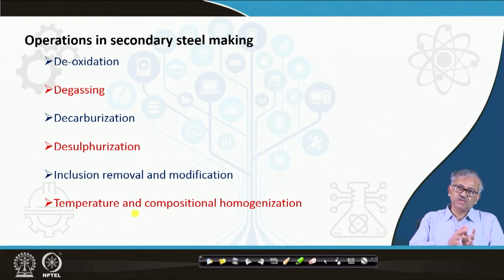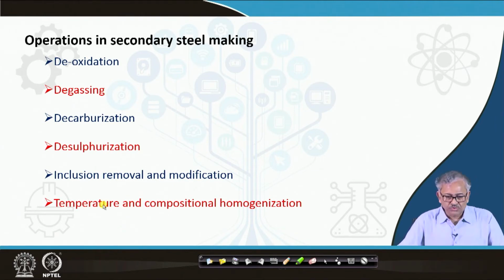So before you take it to the teeming station, the ladle should be homogenized by inert gas purging. Besides, you can do a lot of alloying and compositional adjustment, and compositional homogenization is also important. That is why gas stirring is required. Gas stirring is a very important phenomenon in secondary steel making to homogenize the bath with respect to both temperature and composition.